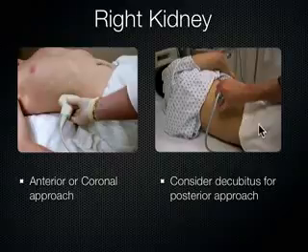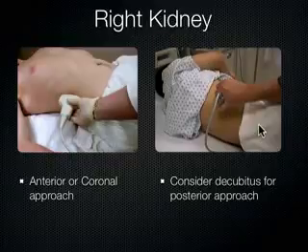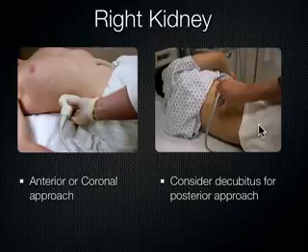Now, if you can't get lucky that way, you can then roll the patient decubitus. This is called left lateral decubitus. Decubitus means on their side. You roll the patient on their side, and you can look between the ribs and see the kidney from a posterior approach, sometimes a little bit better.